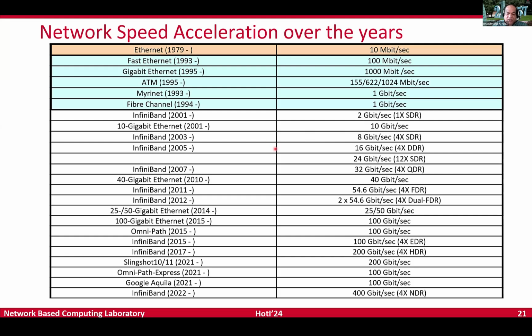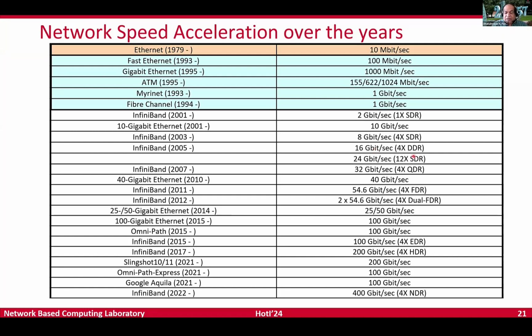Then, in another 2 years, it moved to DDR, called double data rate. That means in the same clock cycle, where we were sending 1 bit, now we can send one on the rising edge and one on the falling edge. So it is double data rate, and the number of lanes remained the same, 4x. So it became 16 gigabits per second.